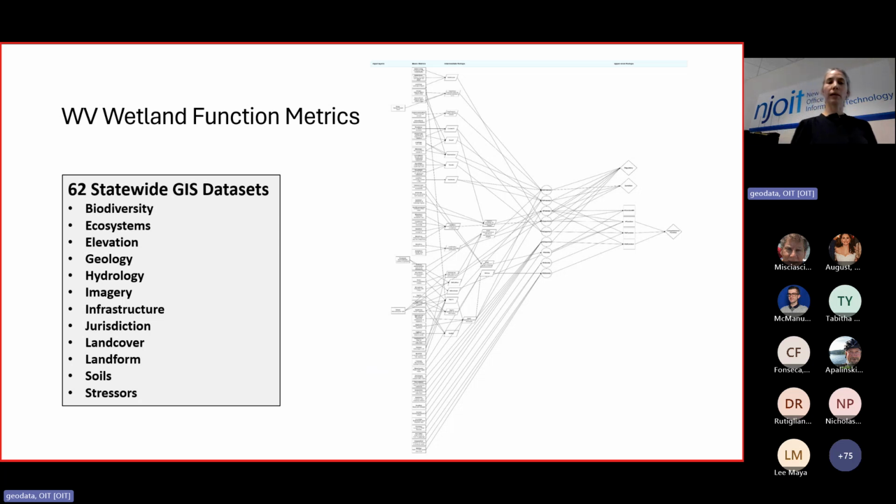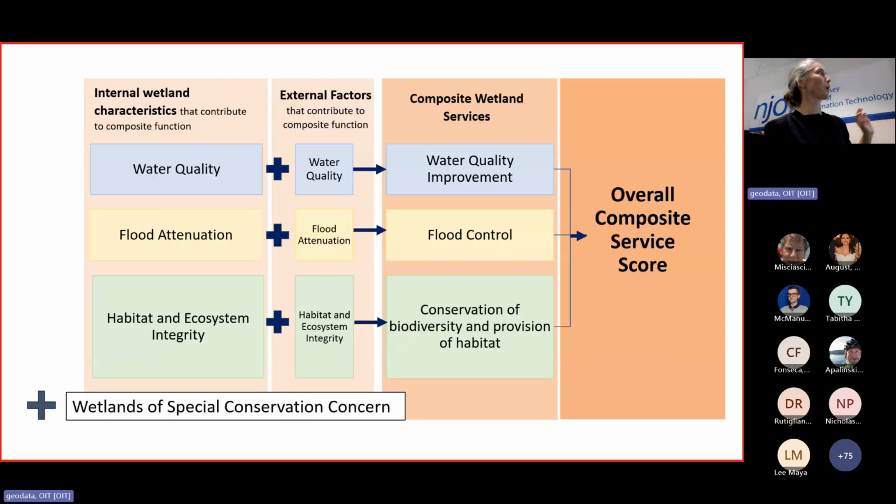So we actually tried to replicate this as best we could. We have different data sets available to us in New Jersey. So in the end, it was not 62, and we had to replace where we could, but this is generally how our model looks. So we have these three major categories: water quality, flood attenuation, and habitat provision. And they add together to get one composite score at the end for each wetland function.